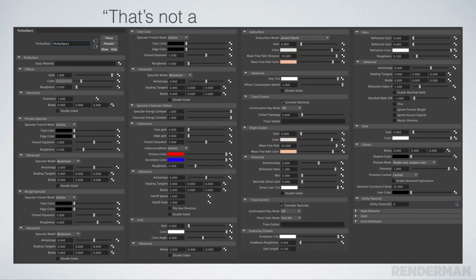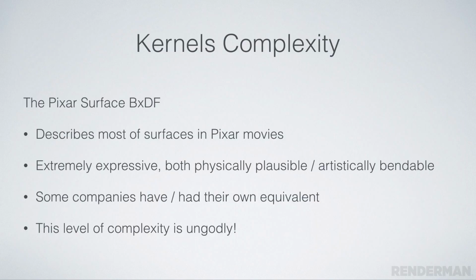And that's not a knife. This is a knife. This is PxrSurface. All of its parameters. Just look at that. This BXDF is used on most surfaces at Pixar in our movies, and several of our customers use it for their productions too. It is extremely expressive, and our artists are fighting tooth and nail for this level of control.